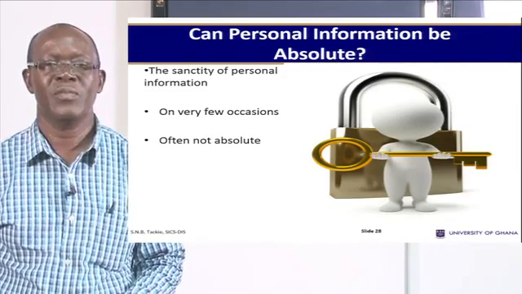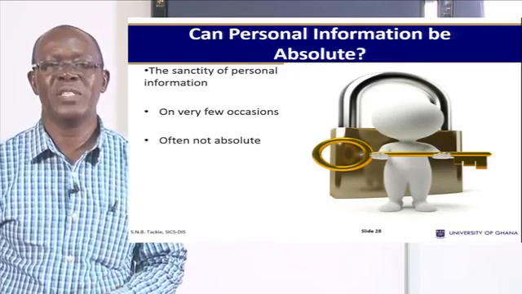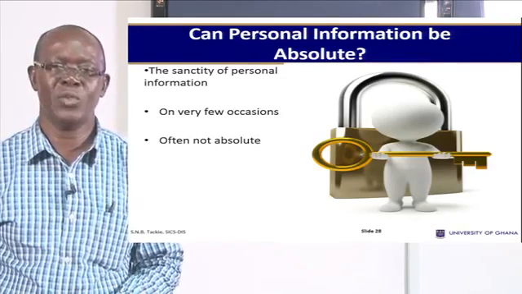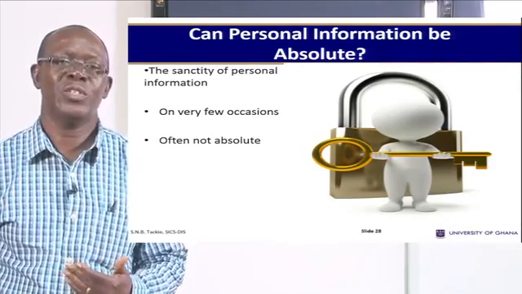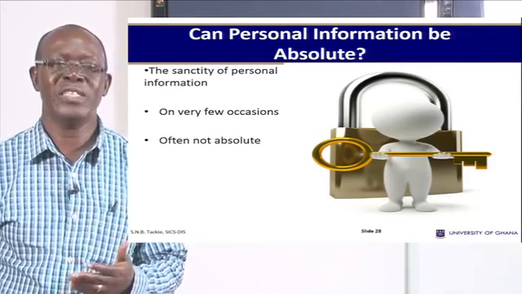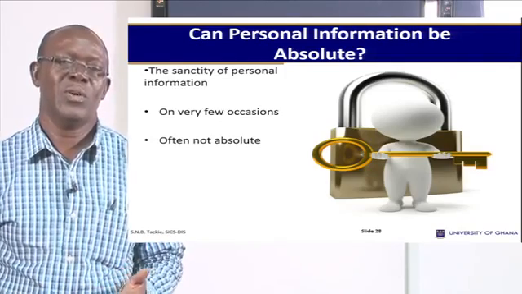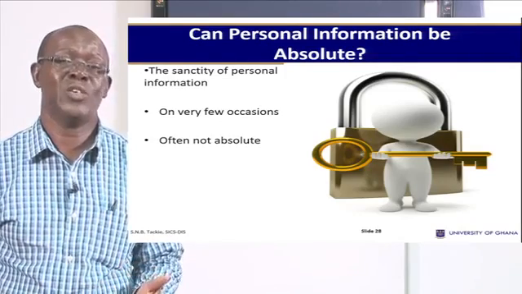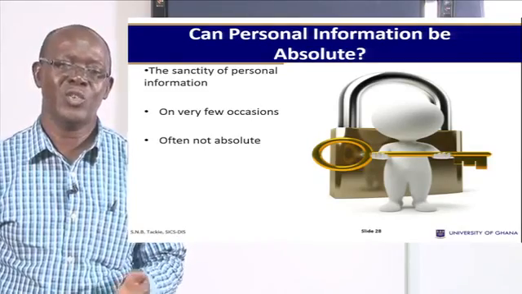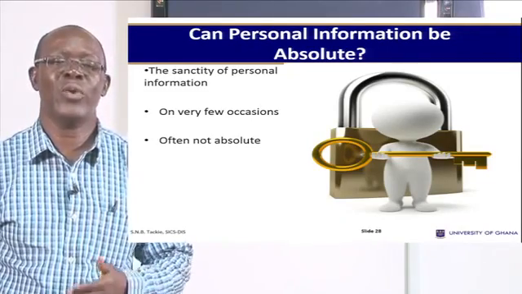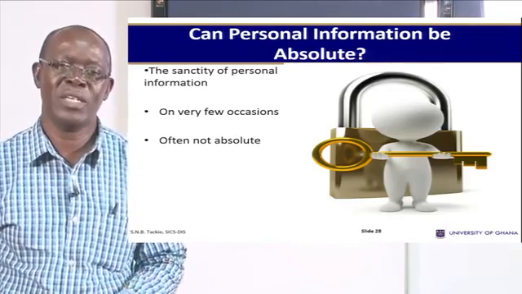But then again, is personal information absolute? On a very few occasions, personal information may not be absolute. For example, you don't want everybody to know your HIV status, but your doctor knows, because you are obliged to tell your doctor. Otherwise, the doctor will not be able to prescribe drugs for you. And so that's one way in which your personal information may be known to somebody else.